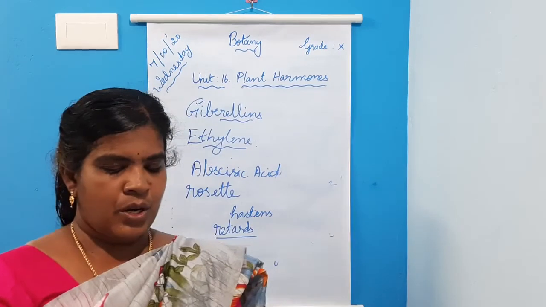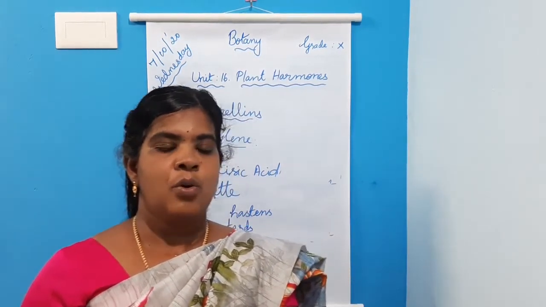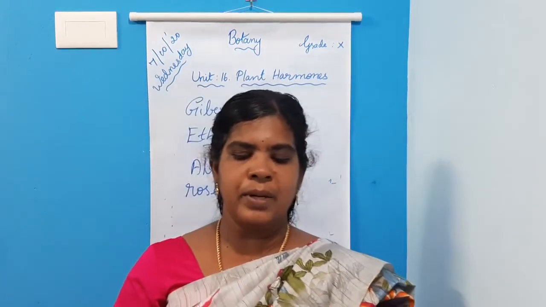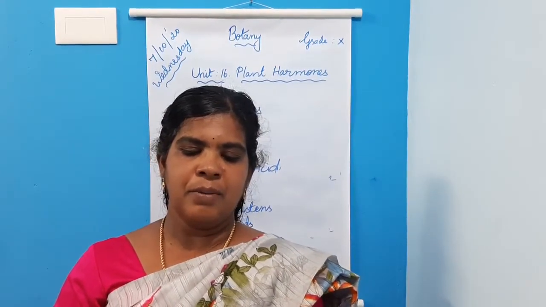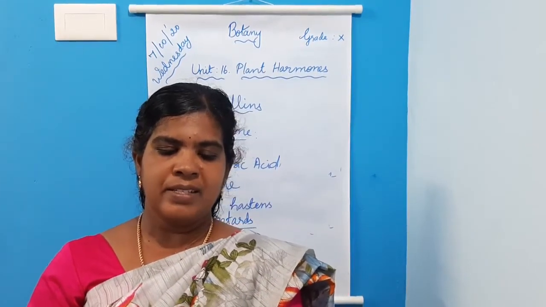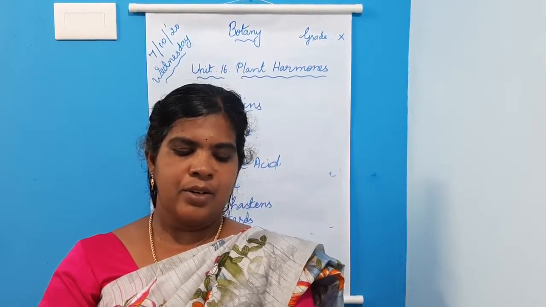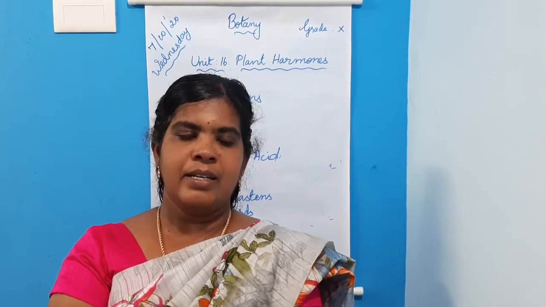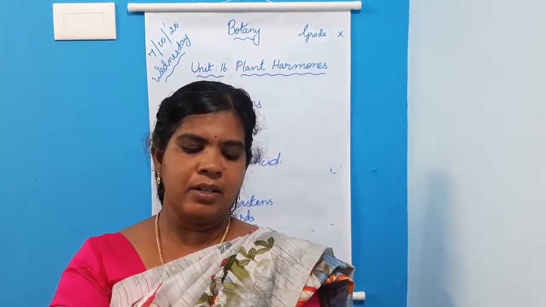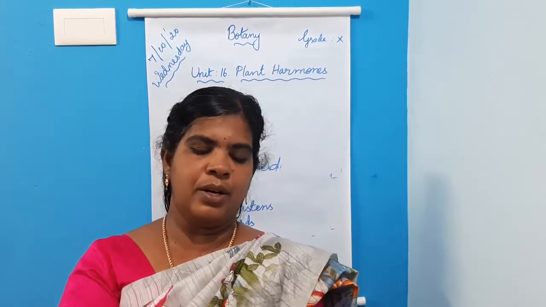Next, short answer, second question. What is bolting? How can it be induced artificially? Short answer question, Roman number 7. The answer is there on page 231. Turn to page 231.